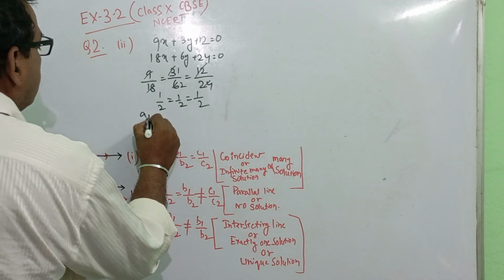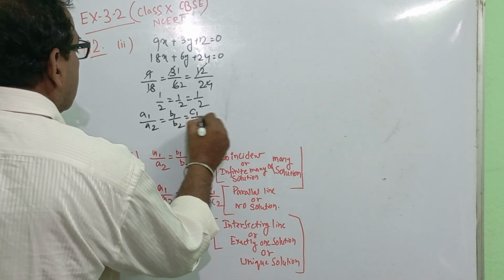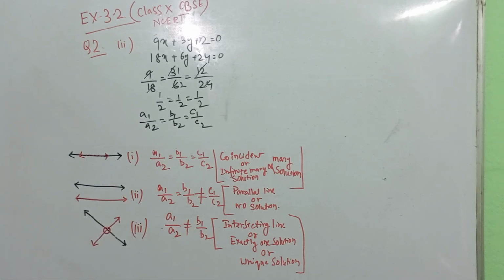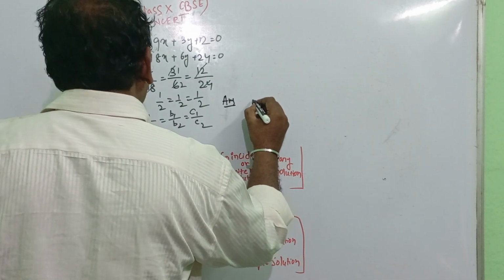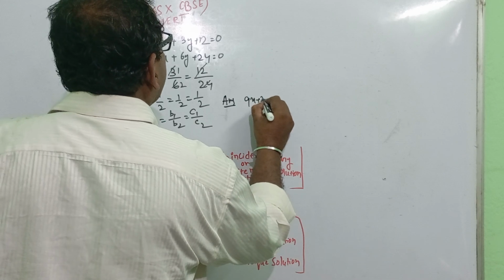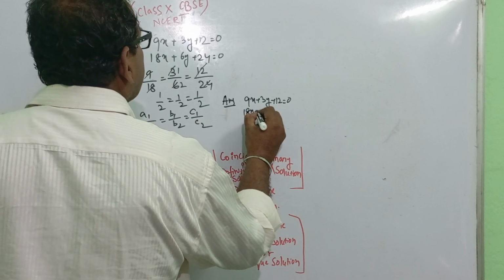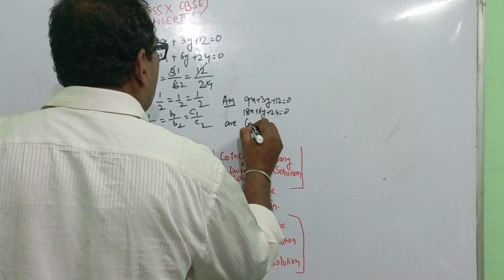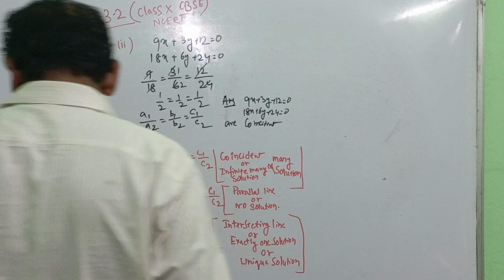Now which condition is defined? That a1 by a2 is equal to b1 by b2 is equal to c1 by c2. If that is what they have given, the lines are coincident. Then the answer is: 9x plus 3y plus 12 is equal to 0 and 18x plus 6y plus 24 is equal to 0 are coincident. Clear?